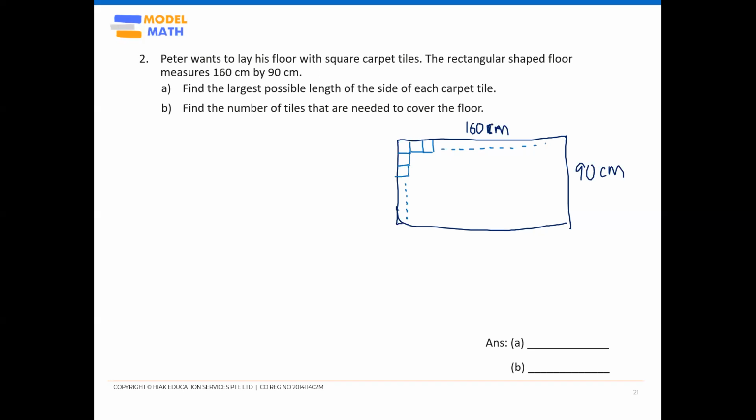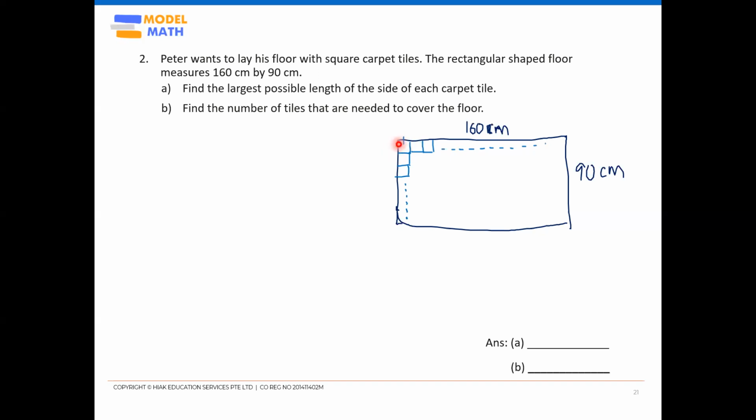All right. And what I know is that these square tiles, because they are square shape, that means this side equals to this side. Correct? The length and the breadth of a square is going to be the same. But I do not know at this point what is the length, nor do I know the breadth.